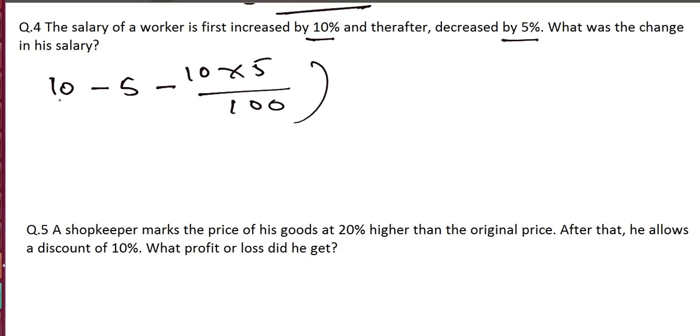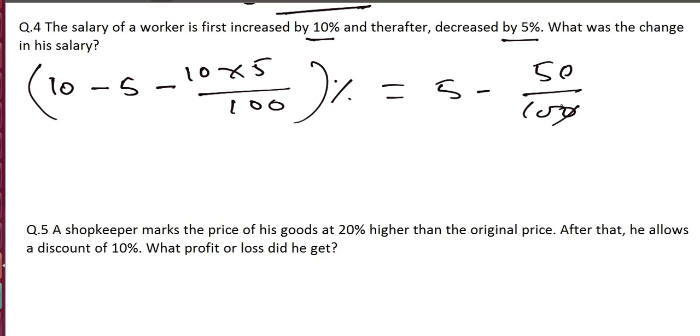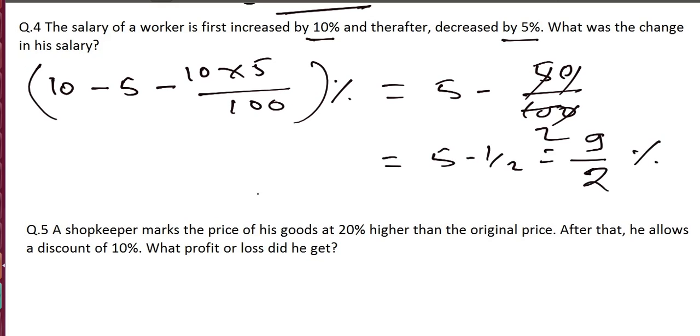So that is the overall percentage change in his salary, which is equal to 5 minus 50 by 100, which is 5 minus half. So 5 minus half is 9 by 2%. So the salary overall is increased by 4.5%.